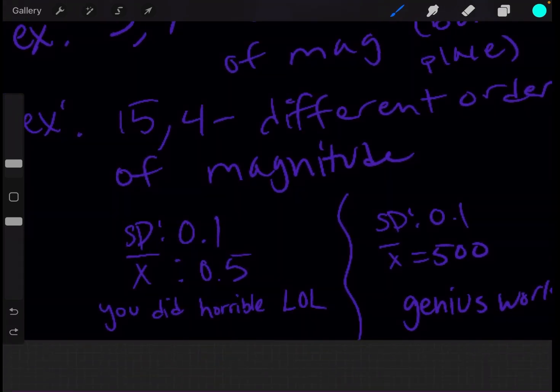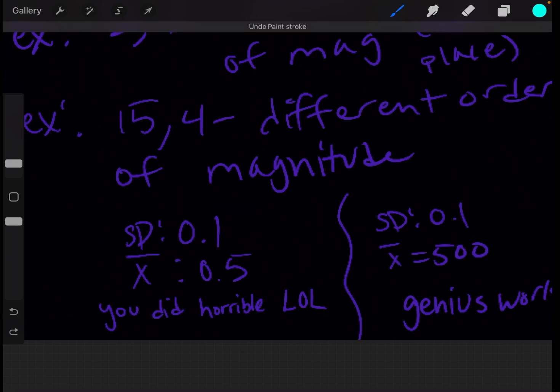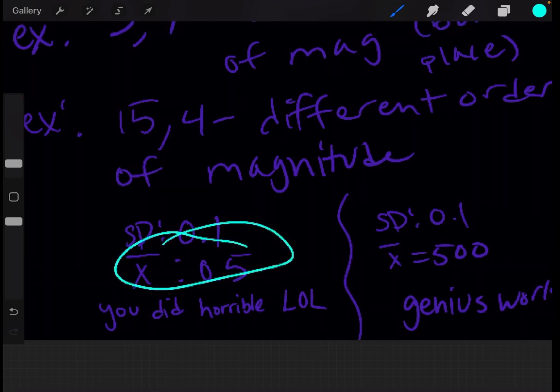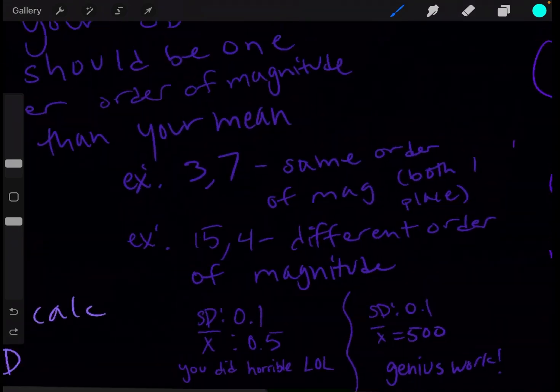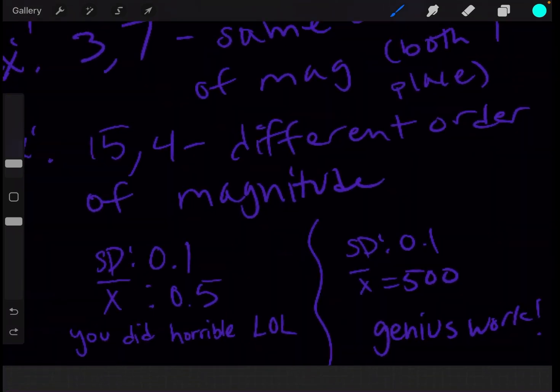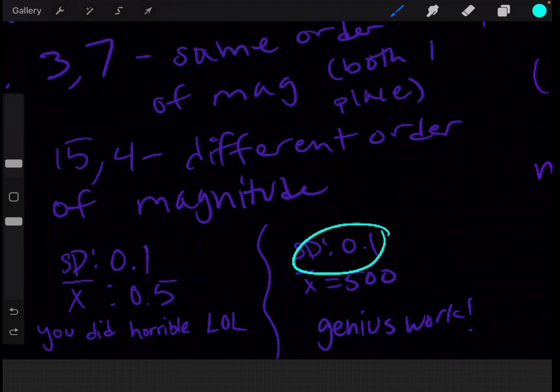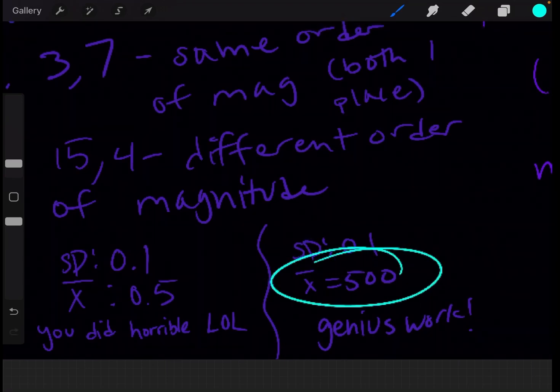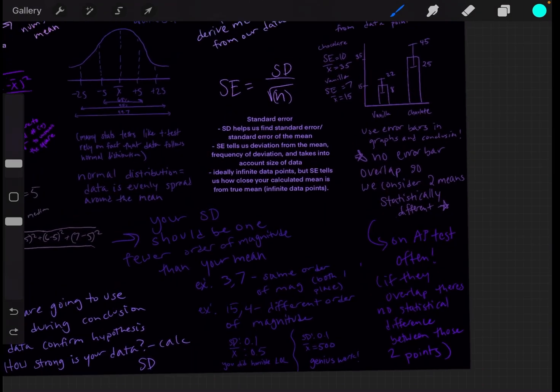Let's say your standard deviation is 0.1 and then your x-bar, or your mean, is 0.5. That does not fit the criteria we just talked about, so that means you did a pretty bad job on your lab. But if your standard deviation is 0.1 and your mean is 500, then you actually did an amazing job on your lab and your data is pretty strong.